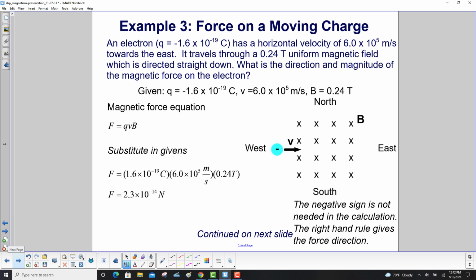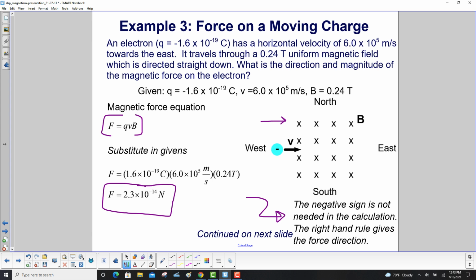Let's calculate the force first. So we use force is qvB, where the velocity is perpendicular to the magnetic field, and that's what we have, right? We've got the velocity going this way, and we've got the magnetic field going into the page. Substitute in the givens, and we get the magnitude of the force is 2.3 times 10 to the minus 14th newtons. We're not worrying about the negative sign on the charge. We're just finding the magnitude.